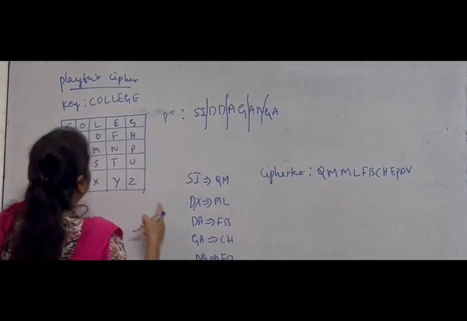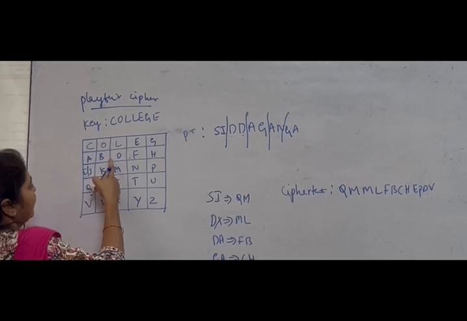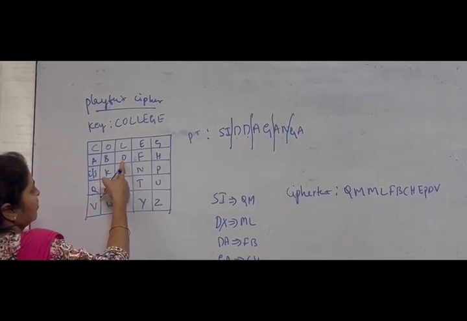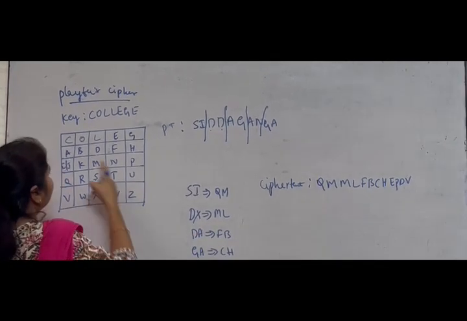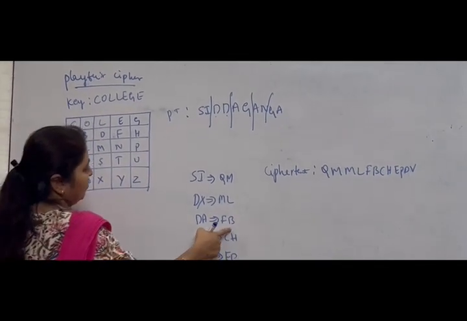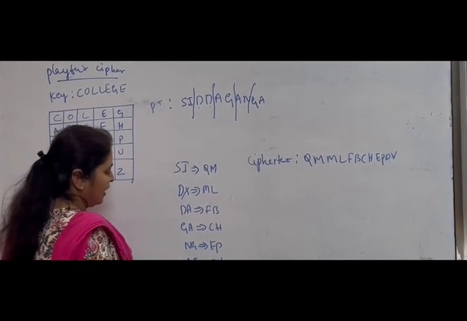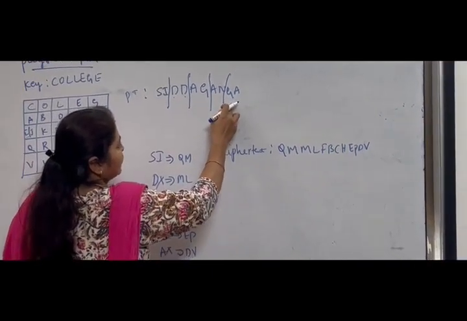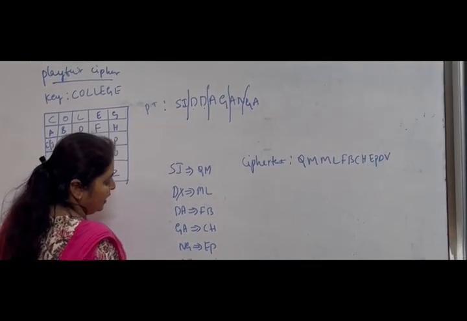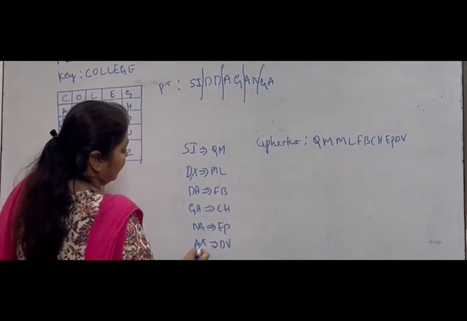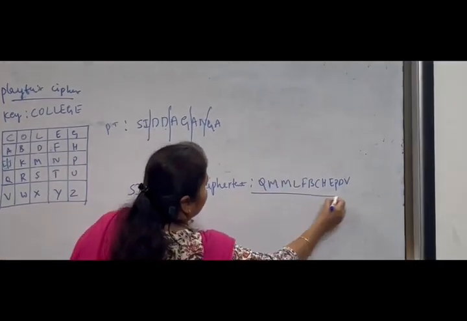D and A are not in the same row, but they are in the same column. As a result, we need to take the letter to the right of D, which is F, and the letter to the right of A is B, and so on. The last character is left with A, so that should be filled with the dummy character X, and the ciphertext for AX is DB. So overall the ciphertext will be this.